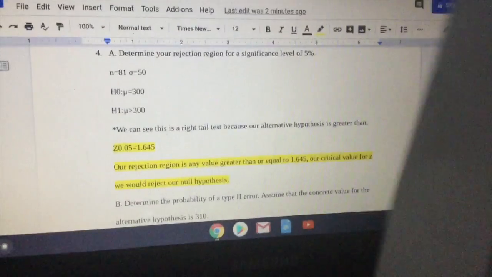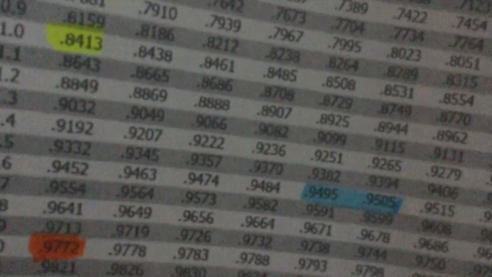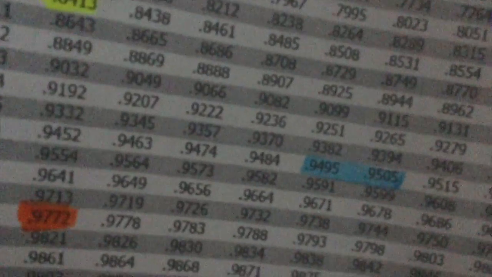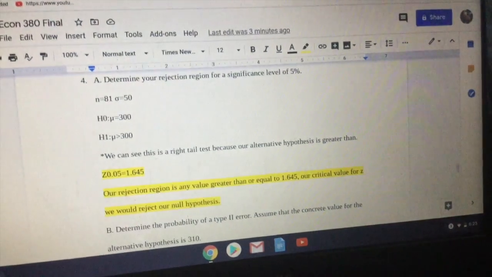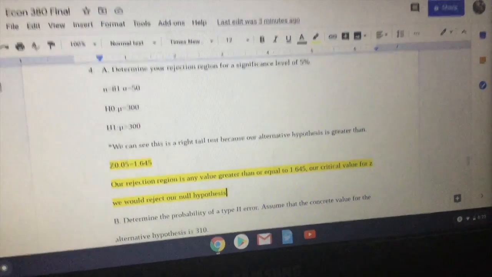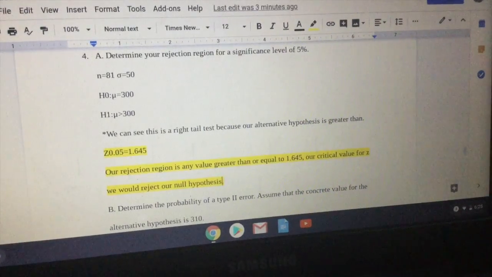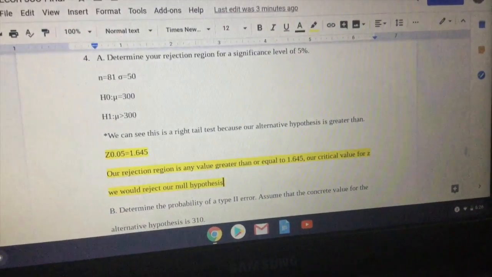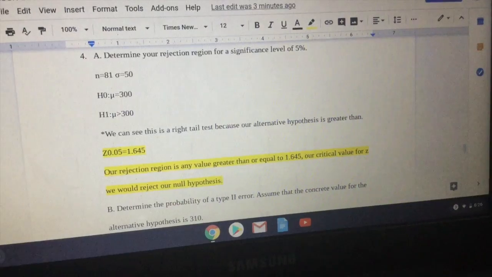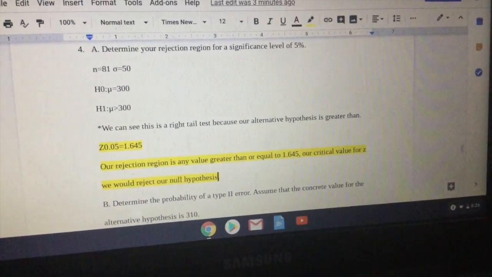Taking a look at our z table, 1.64 and 1.65, we see highlighted in blue 0.9495 and 0.9505. The average of those two is equal to 1.645, and that is our critical value for z. So our rejection region as determined by this problem is any value greater than or equal to 1.645, our critical value. We would then reject our null hypothesis.